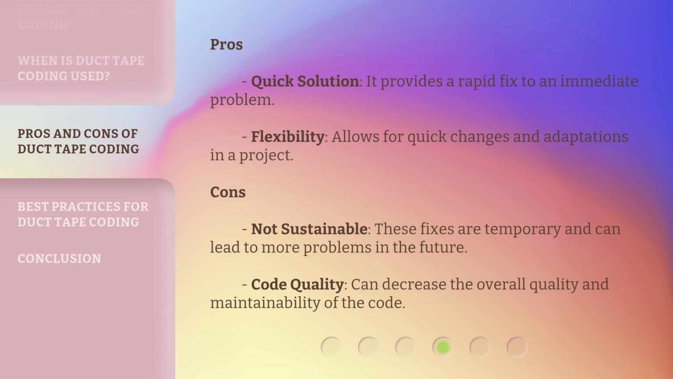Pros: quick solution. It provides a rapid fix to an immediate problem. Flexibility. Allows for quick changes and adaptations in a project. Cons: not sustainable. These fixes are temporary and can lead to more problems in the future. Code quality. Can decrease the overall quality and maintainability of the code.